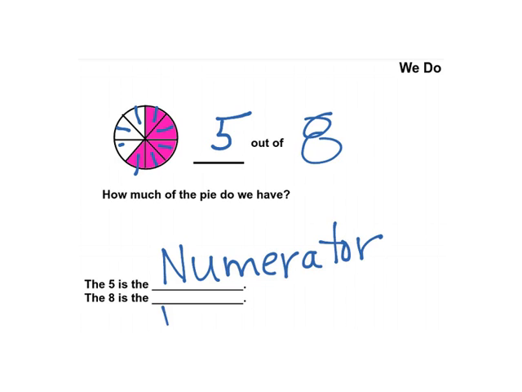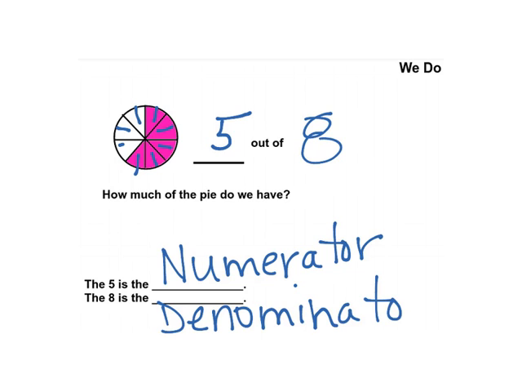And then the 8 is my denominator. It tells me how many did I have in all. Denominator.